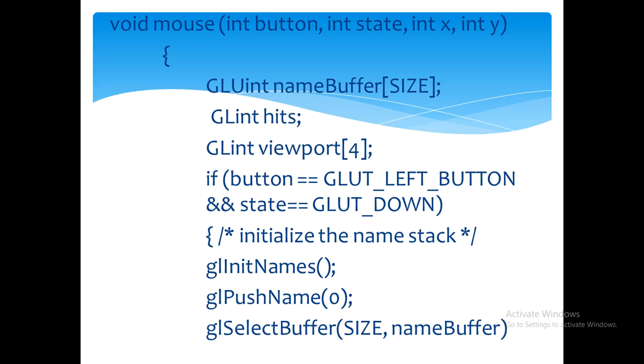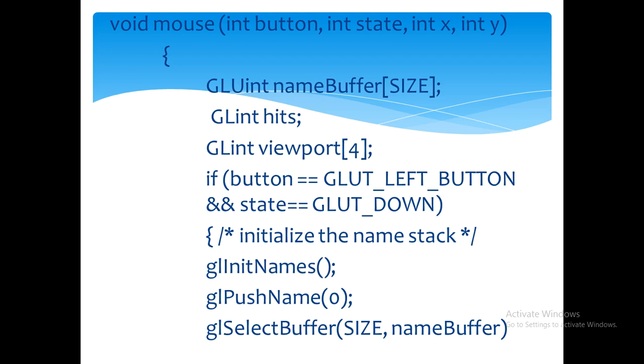Then GLuint name buffer size: initialize the name buffer, because all hit records will go into the name buffer. GLint hits: the number of hits, you have to count the number of hits, that is one variable I require. Then GLint viewport[4], because a viewport always has 4 parameters, right? That is the bottom left corner and the top right corner, that is x min, y min, x max, y max, right? That's why the viewport has 4 parameters.